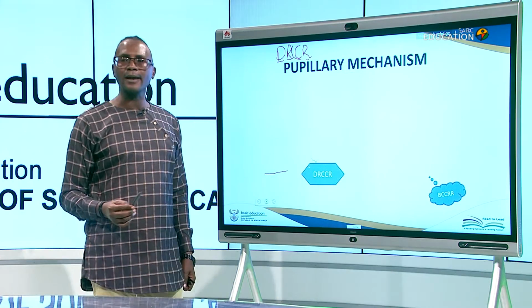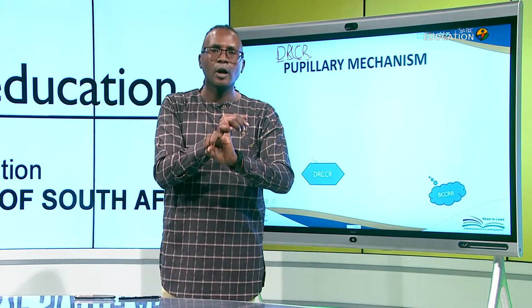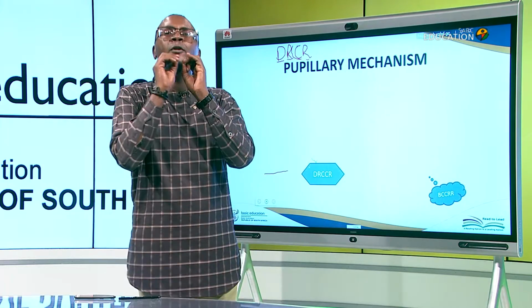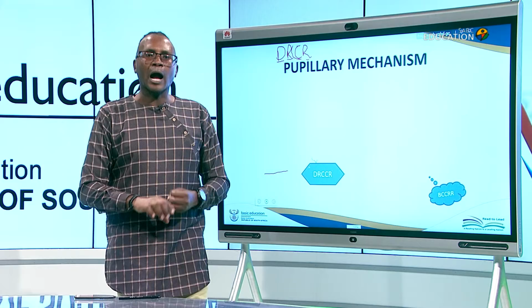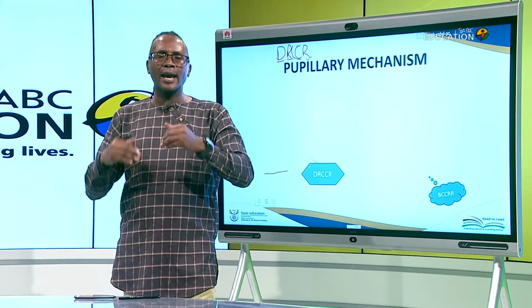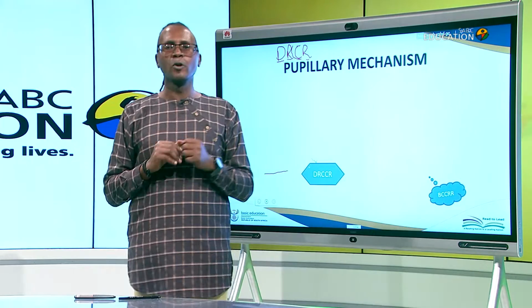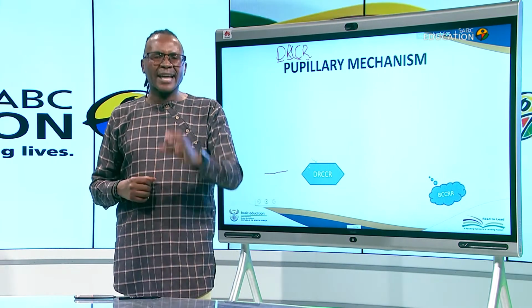I hope it's clear. The three functions: we've looked at binocular vision, using two eyes to look at an object, right? We looked at accommodation. Accommodation has to do with near vision, 6 meters, and far vision. And we looked at the pupillary mechanism, where we look at the pupil.